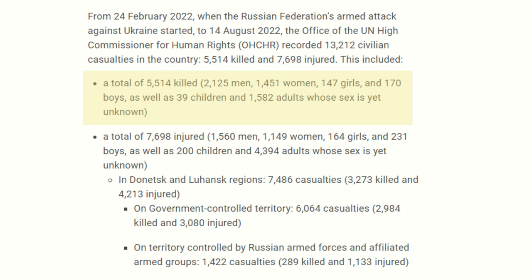So of the 5,500 people who've been killed, 2,125 are men, 1,451 are women, 147 are girls and 170 are boys, as well as 39 children and 1,582 adults whose sex is yet unknown. In terms of the official number of people who are recorded as injured, it includes 1,560 men, 1,149 women, 164 girls and 231 boys, as well as 200 children and 4,394 adults whose sex is yet unknown.